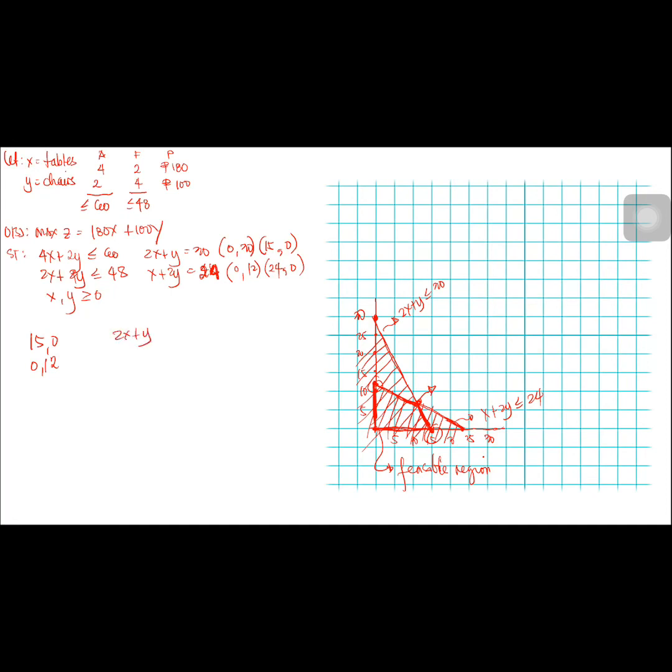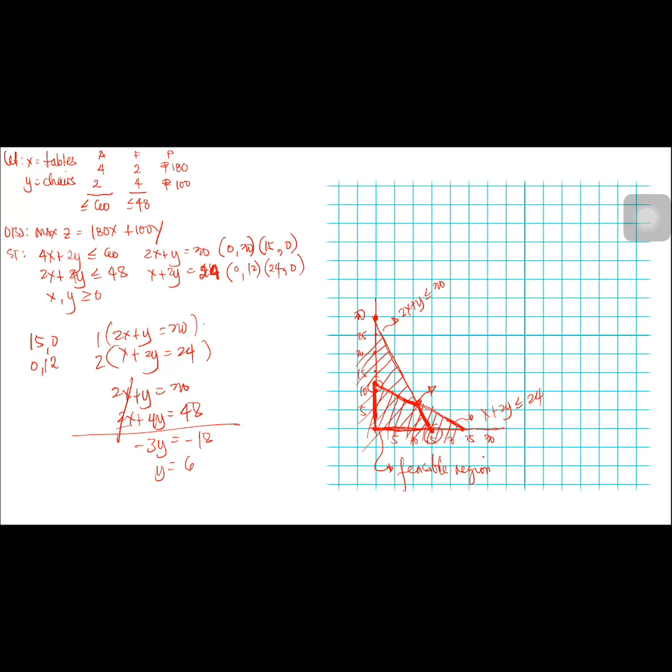By the elimination method, we have 2x plus y is equal to 30 and x plus 2y is equal to 24. Let's eliminate x. We have equations 1 and 2: 2x plus y is equal to 30, and 2x plus 4y is equal to 48. Eliminating, we get negative 3y is equal to negative 18, so y is equal to 6.